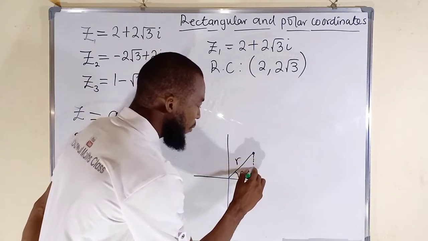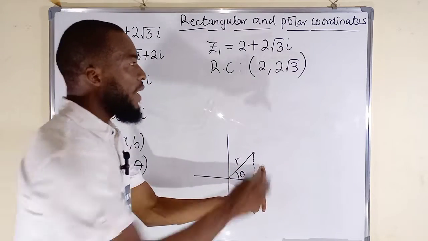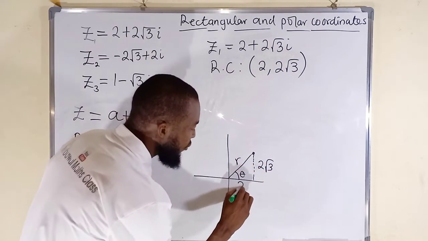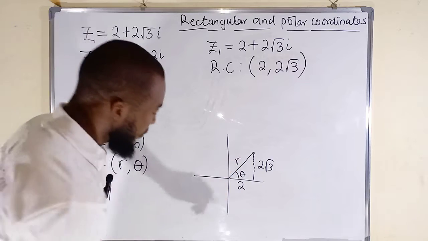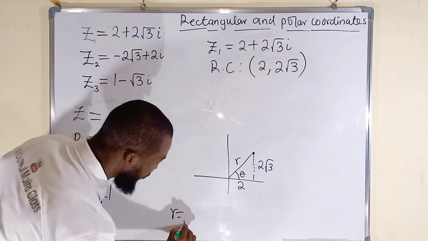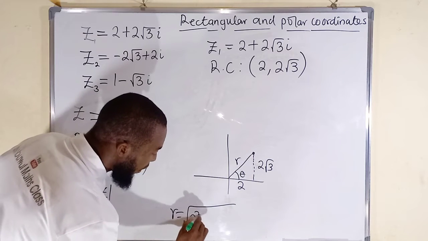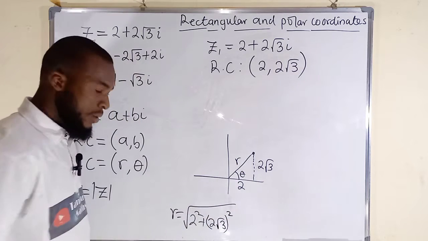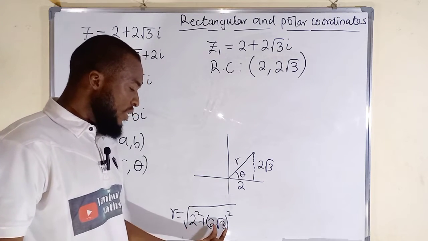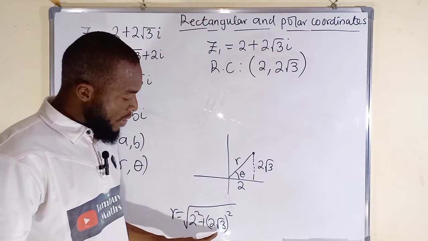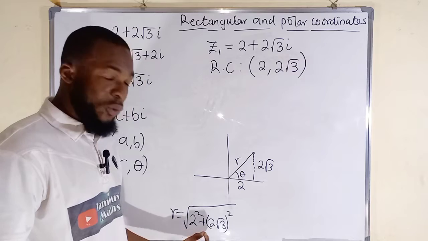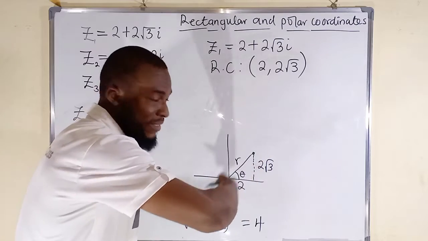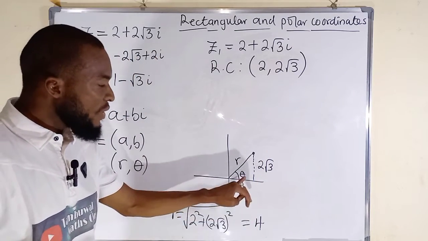By applying Pythagoras rule, the imaginary part, the distance there, is 2 root 3, and the real part is 2. To find r, r is equal to the square root of 2 squared plus 2 root 3 also squared. 2 squared is 4. 2 root 3 squared is 12, because this is 4 and this is 3. 4 times 3 is 12, plus 4 is 16. The square root of 16 is 4. We are looking for only the positive value because we are talking about distance. So this is 4.